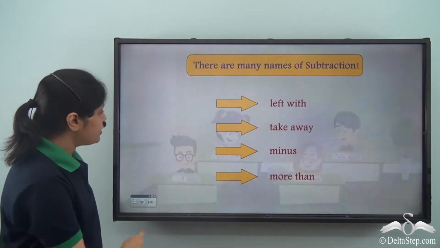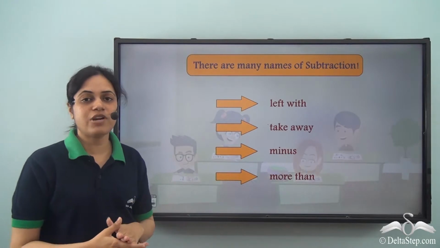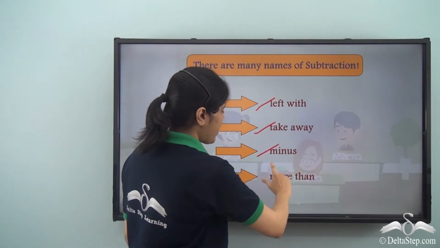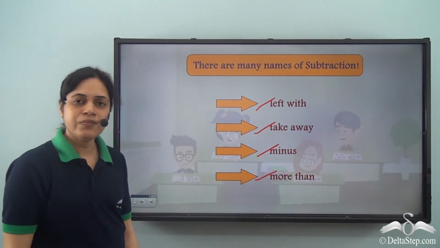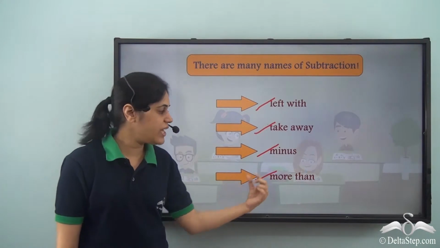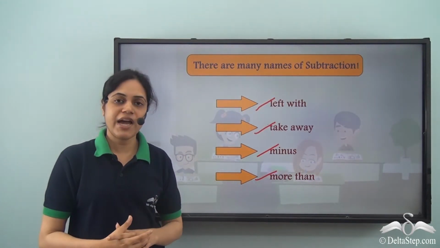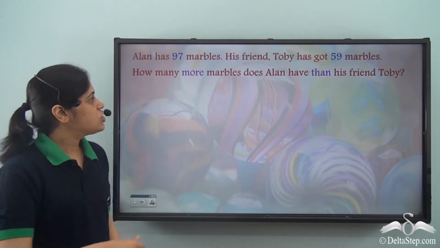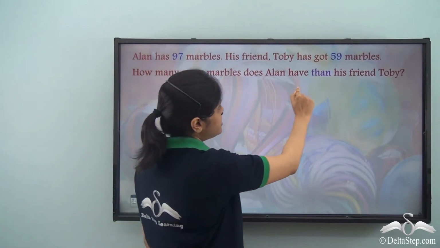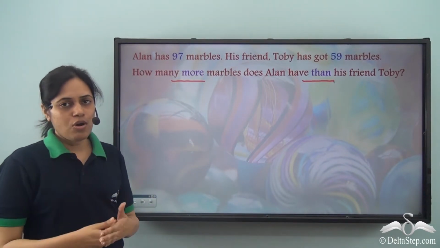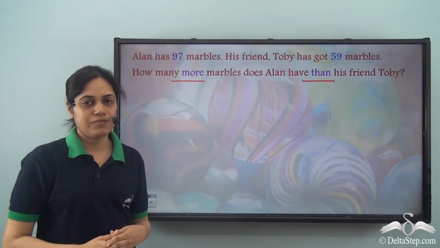Now recall that there are several names for subtraction. Names like left with, take away, minus, more than. So if we need to find how much is something more than the other, we need to subtract, which is what we have in this case. So how many more marbles does Alan have than Toby? So we need to subtract.